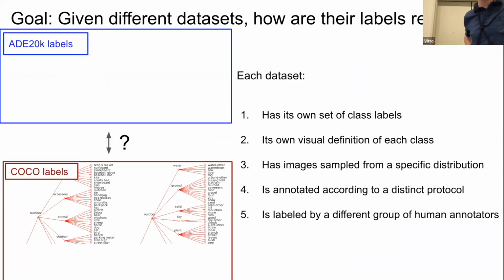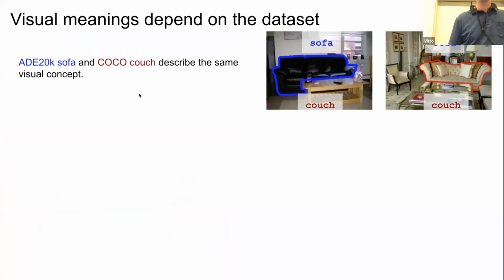They have different sets of class labels, yeah, sure. But everyone has their own visual definition of each class. We're going to see here some nasty cases. And the image is a sample from a specific distribution. Even if we agree on what a car is, maybe you have front cars and the other guy has interiors of cars. The protocol of annotation is distinct and different groups of human annotators have different biases. The visual meaning of a class label, because of these arguments, depends on the dataset.